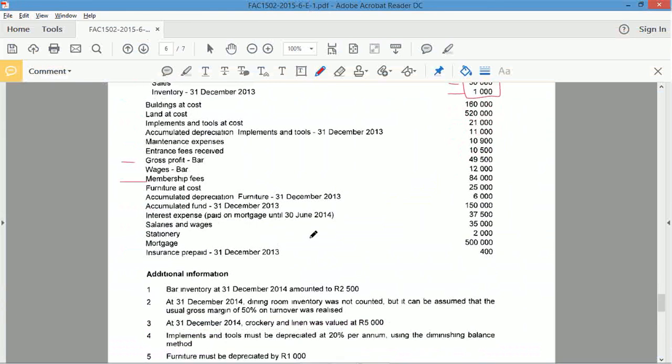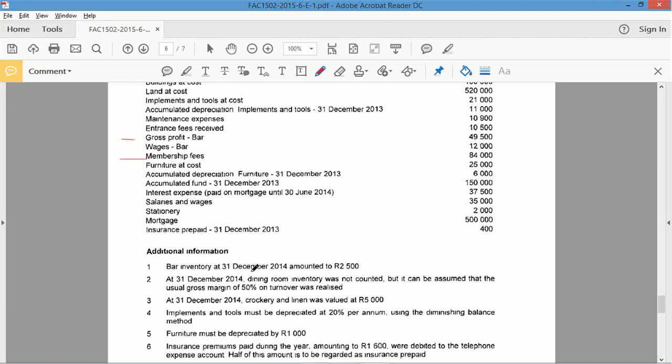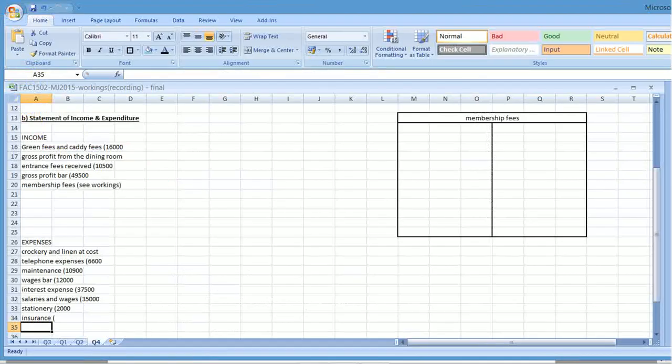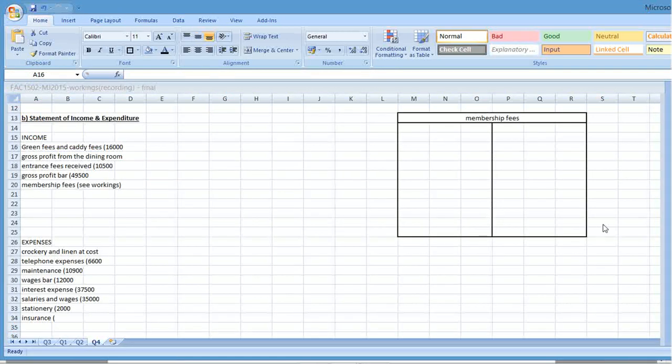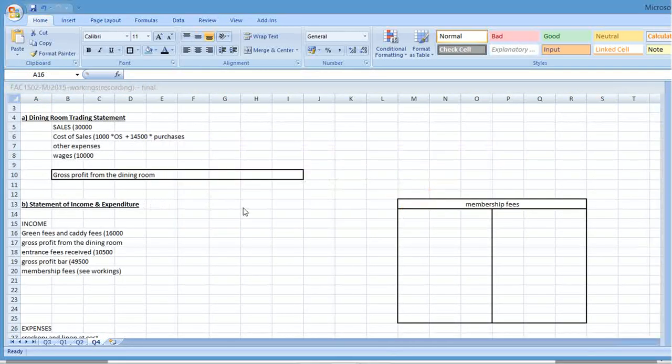Okay, and that's it. Now we need to look at the adjustments. Bar inventory at 30th of December amounted to 2,500. Okay, so this is the bar inventory. This would have been part of the gross profit for the bar, which I think they gave it to us.